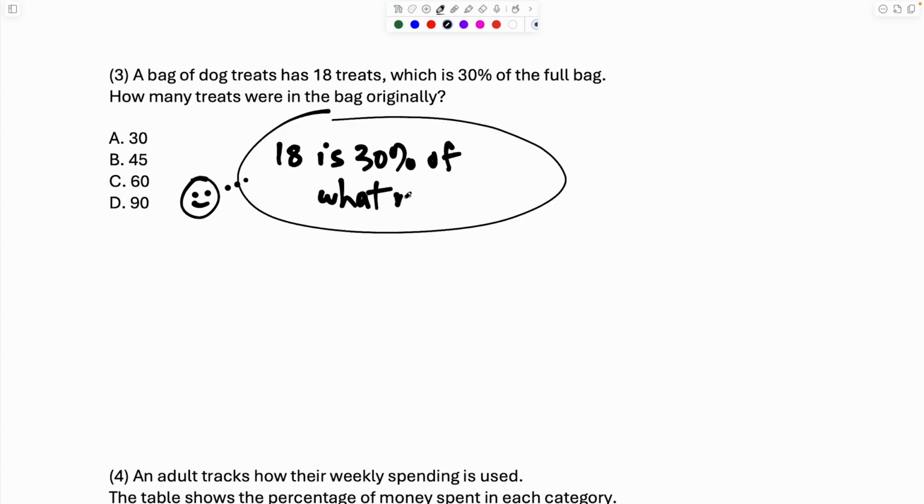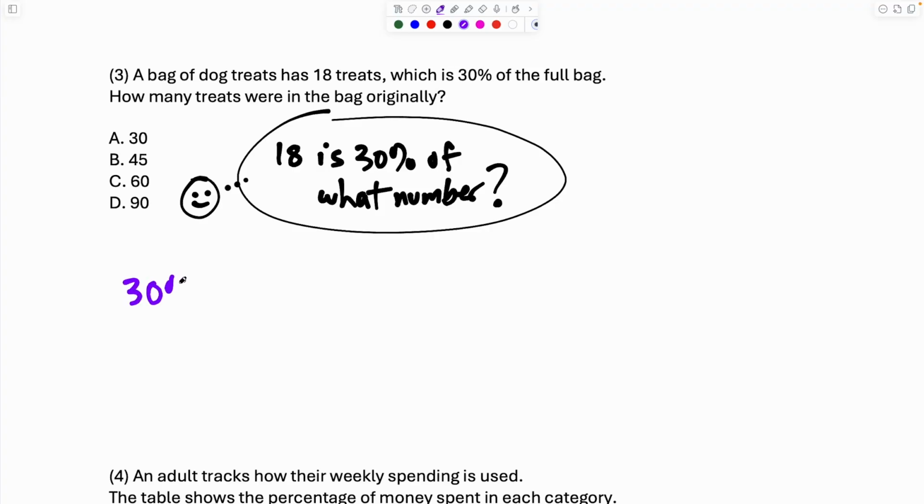See how this turns into the same exact structure as questions 1 and 2. Because they're talking about dog treats, there's 18 of them, and they're saying this is 30% of the full bag. How many treats were in the bag originally? So this is really what's going on here. And for this one, we could just follow the same steps as earlier.